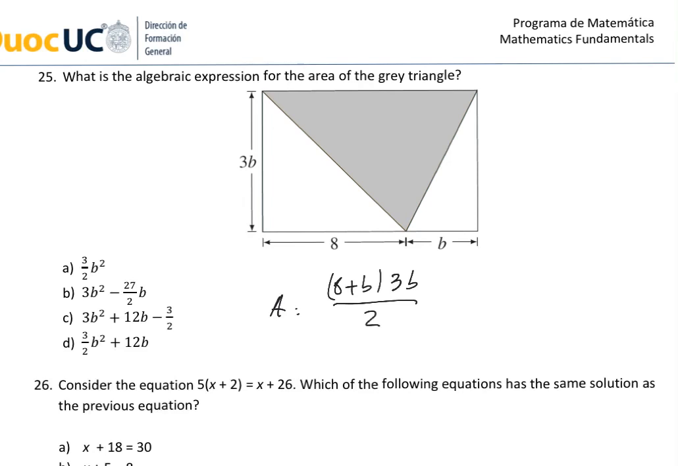So, what can we do? What is 8 times 3b? 8 times 3 equals 24. So 24b. What is b times 3b? b times 3b is 3b squared. You're confusing with additions. And this is divided by 2. Now, if you look at the alternatives, none of them is exactly that. Can we do something? Yes, we can.